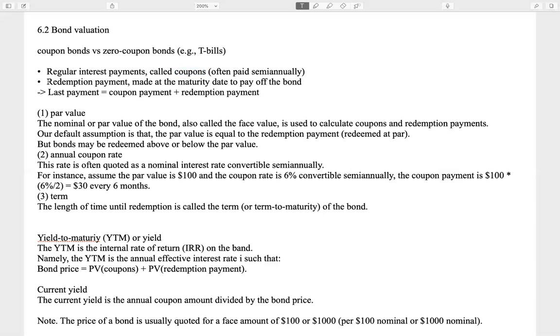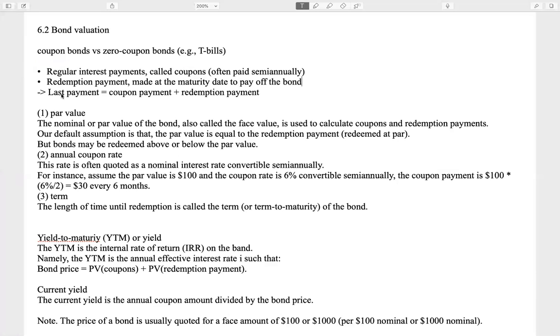The second type is what we call the redemption payment. This is the amount the bond issuer pays at the final time, which we call the maturity time, to pay off the bond. Okay, it has the same sense as the principal of a loan, right? So that is the redemption payment. It's regulated or is written in the contract when the bond is issued.